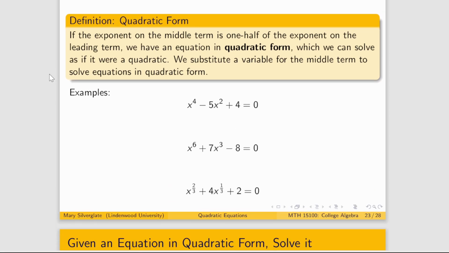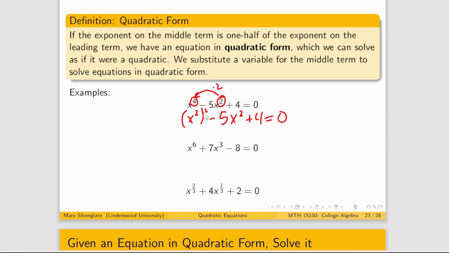There are also problems that aren't technically quadratic, but that we could think of as quadratic. The way that you recognize that is if this middle term's exponent times 2 gives you the first exponent, then it can be rewritten in quadratic form, because I could think of x to the 4th as x squared all squared. And now I have a middle term and I have something else squared.